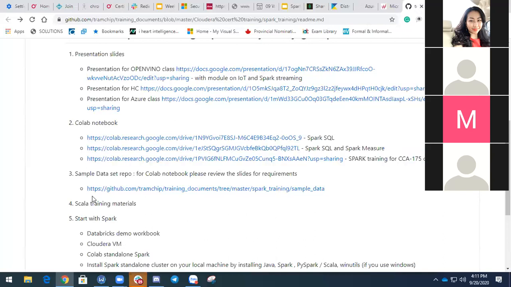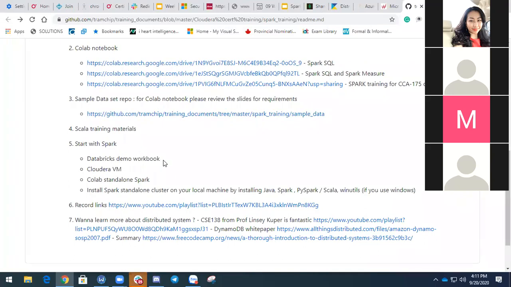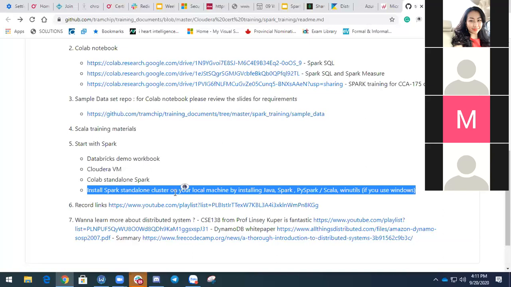Oh, actually, I want to show you guys. For starting with Spark, you have a Databricks demo workbook, as you mentioned. We also have the Cloudera VM, which you download from Cloudera, and it is a VM with a pre-set of everything. You have Hive, Impala, Spark, and Oozie too. So you get the whole Cloudera stack, where you can experiment with it. And Colab standalone, which is what we just used. Very easy, 3 lines of code to set up Spark standalone and work on that. Or you can do a standalone cluster on your machine. For PyCharm, it's very easy. You just need to install Java and Spark, set them as a variable on your machine, and you can start using it.